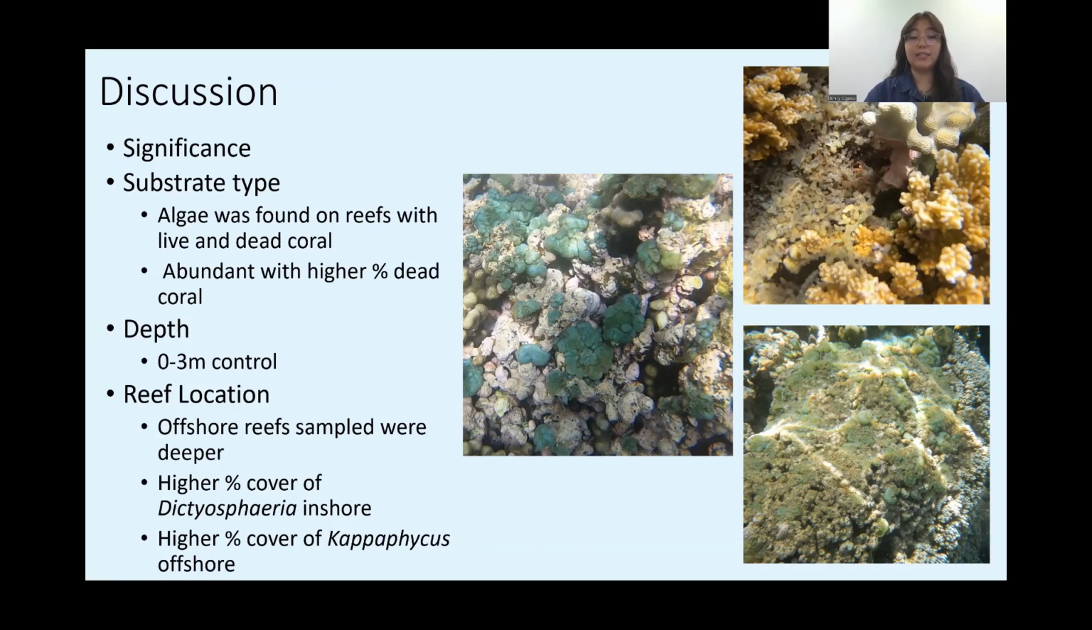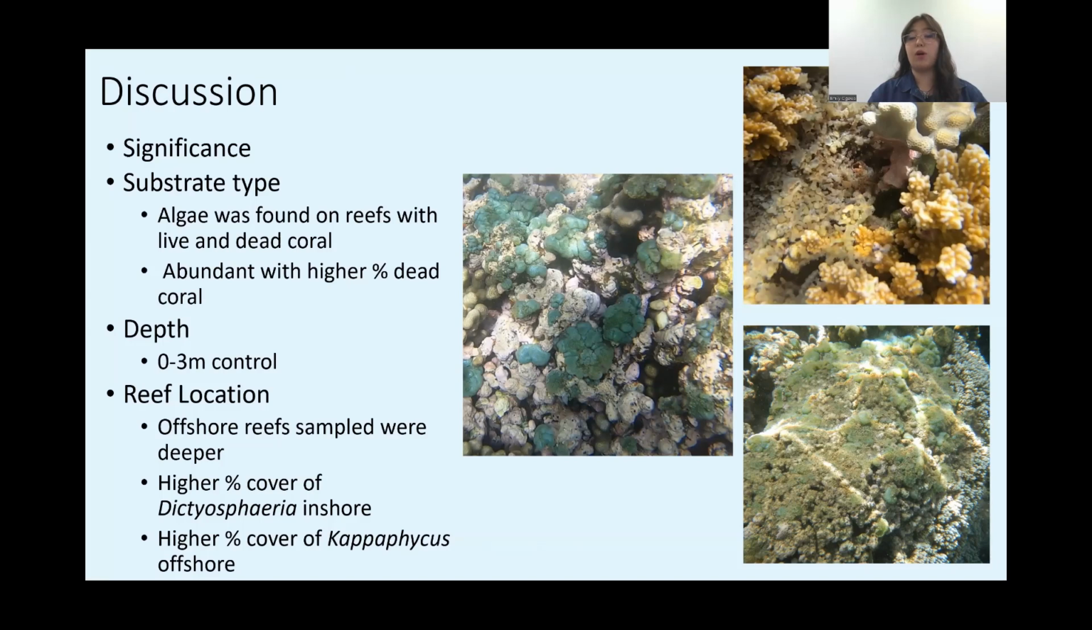For substrate type, what I did find was that algae was found on reefs with both live and dead coral. Kaneohe Bay is a very heterogeneous environment, and so one reef is not going to be solely alive or dead. There was higher algal abundance with higher percents of dead coral.